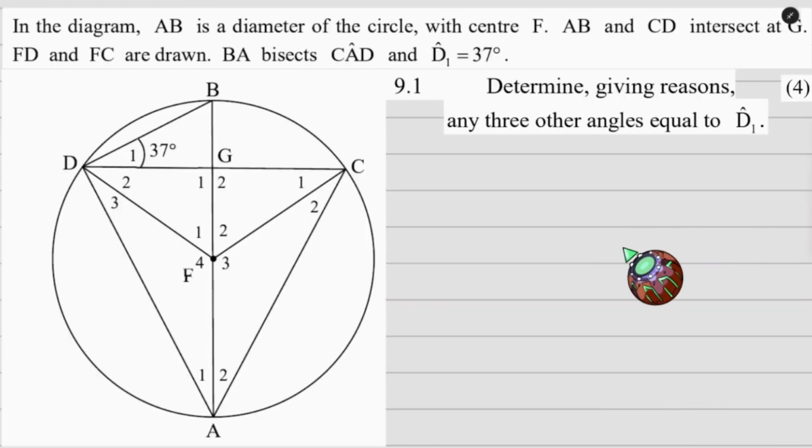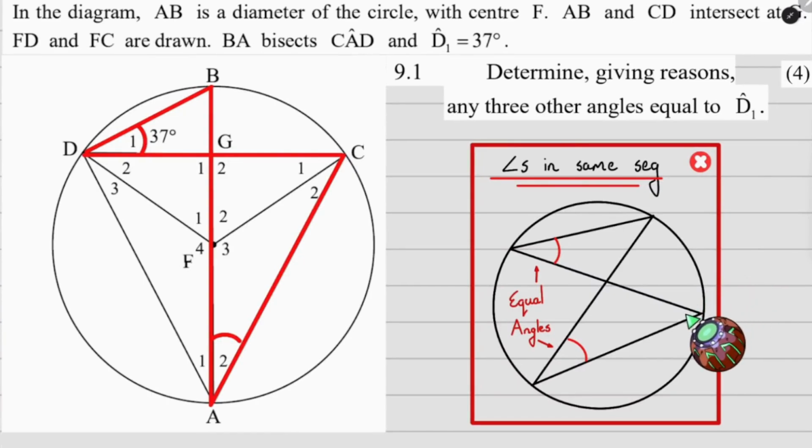Coming in hot with question 9. Okay, we need to determine with reasons any three other angles equal to D1. D1 is 37 degrees and it's sitting over here. And I can see D1 is nested inside a bow tie, my friend. And the theorem that is known for the bow tie is angles in the same segment.